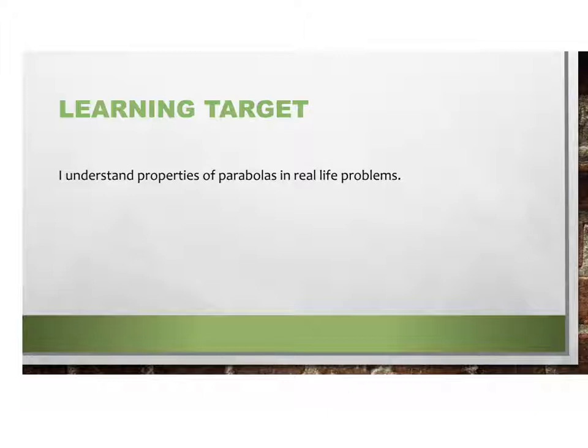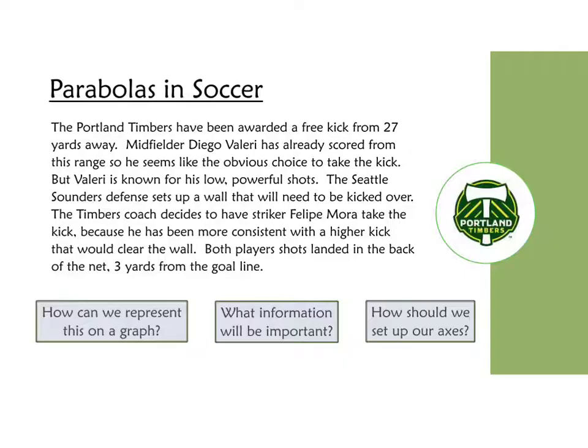Today's learning target is I can understand the properties of parabolas in real-life problems. Parabolas and soccer. The Portland Timbers have been awarded a free kick. It's from 27 yards away, and midfielder Diego Valeri has already scored from this range, so he seems like the obvious choice to take the kick.